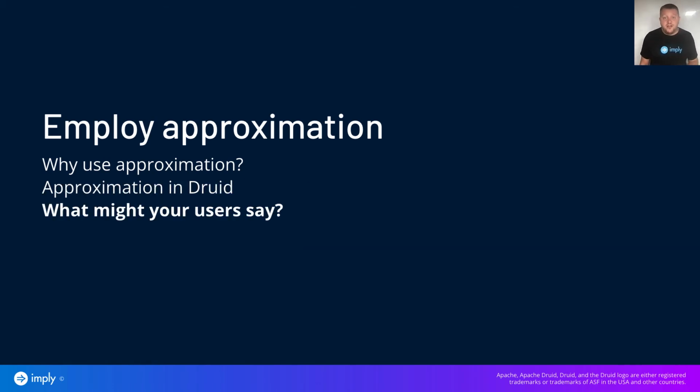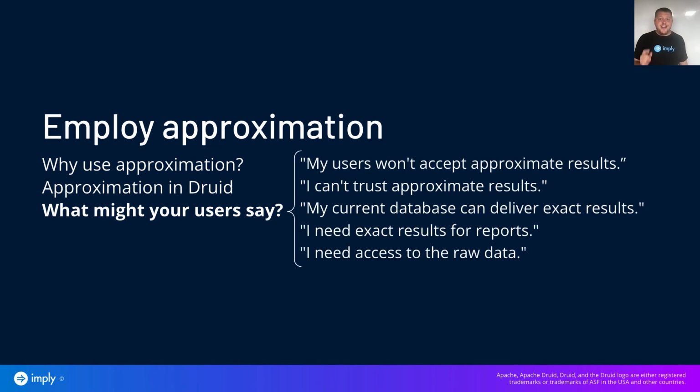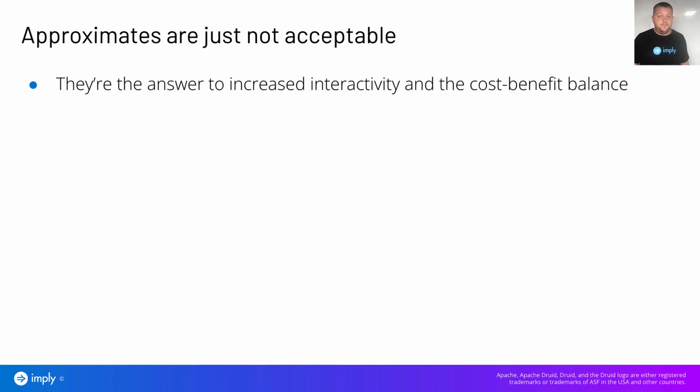But what might your end users think of all this? Well, here's some things that I've heard at Imply, and you're very likely to have heard this yourself. You might even be thinking it right now. My users won't accept approximate results. I can't trust approximate results. My current database can deliver exact results. Why can't Druid? I need exact results for reports, or I need access to the raw data.